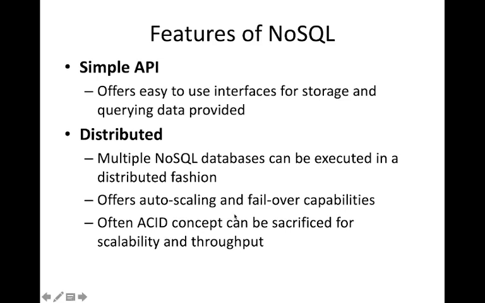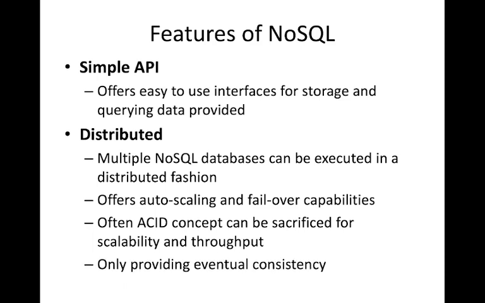And also, often the ACID concept can be sacrificed for scalability and throughput. So we can sacrifice these ACID properties for scalability and throughput. Scalability means we can scale to any level. If we want to add more data, it is possible. If we want to add some more hardware, it is possible.